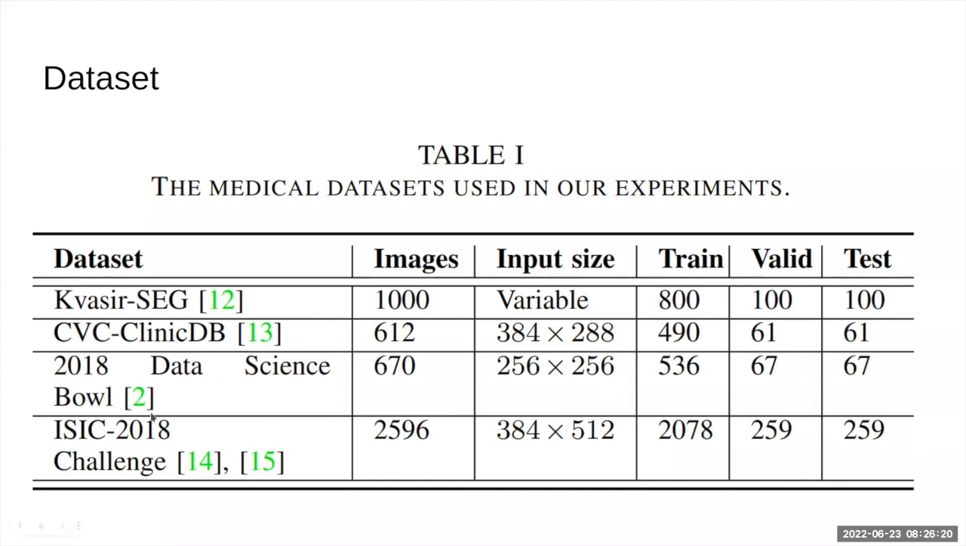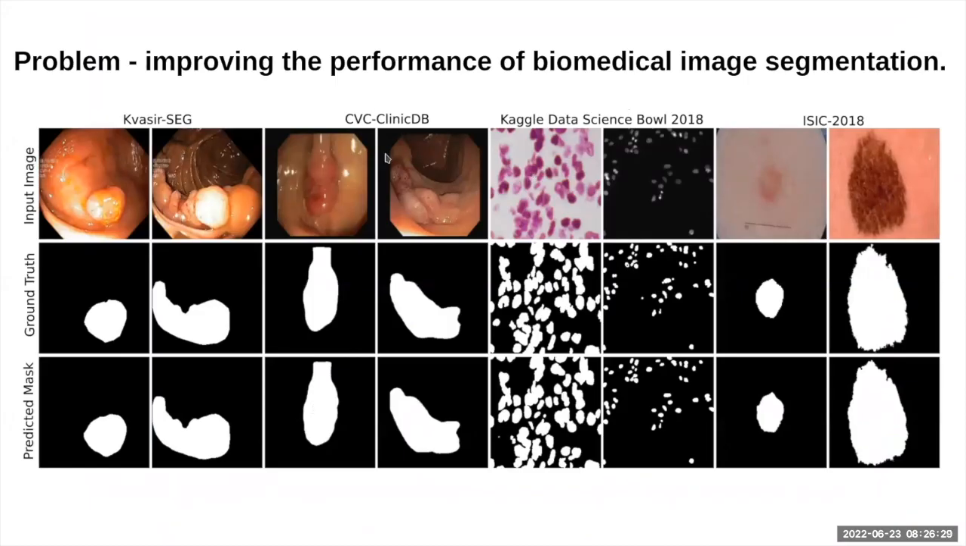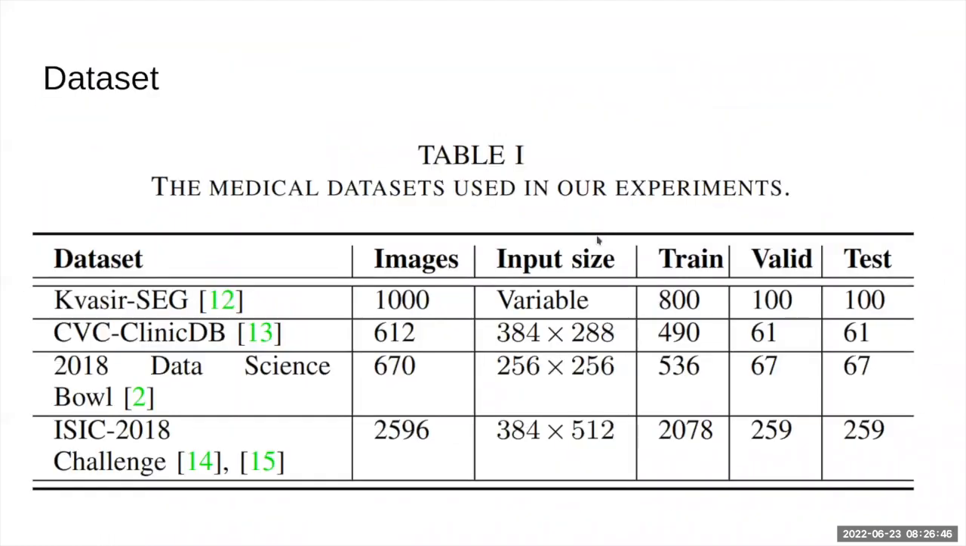The 2018 Data Science Bowl primarily has cell nuclei just stained, so just like little red marks as you have probably seen over here. This image is generally a pretty good description of the data set. So Kaggle Data Science Bowl has these red marks, and then ISIC 2018 has images of skin cancer and various skin damage. So that's what the data set looks like.